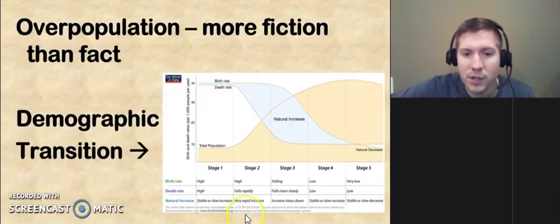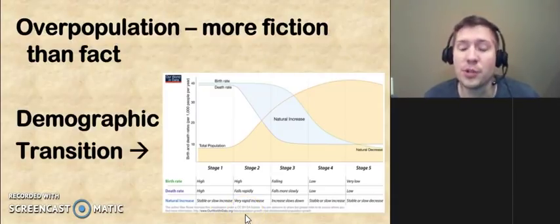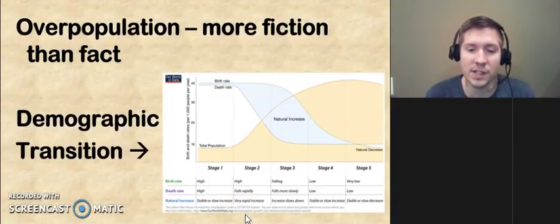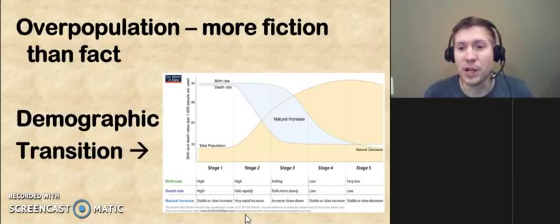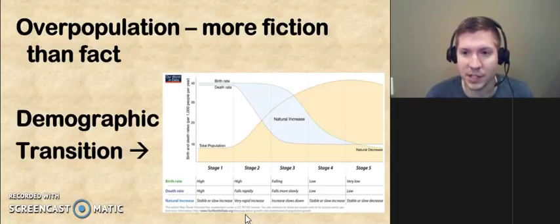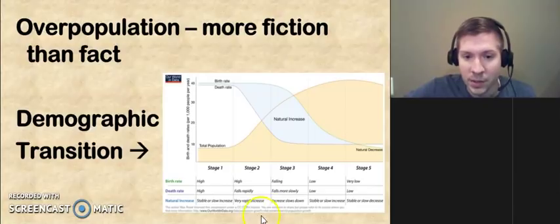However, then with improvements in agriculture and medicine, sanitation, etc., our death rate fell dramatically, especially infant mortality. So people kept on having a lot of babies, but those babies stopped dying so much. They started making it to maturity. So this caused our population to increase rapidly.